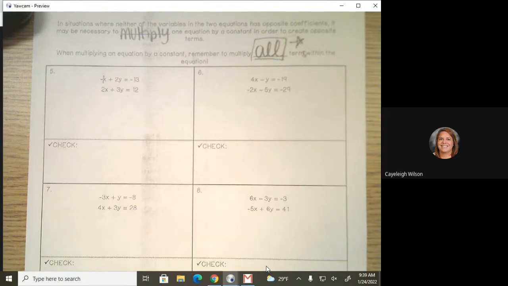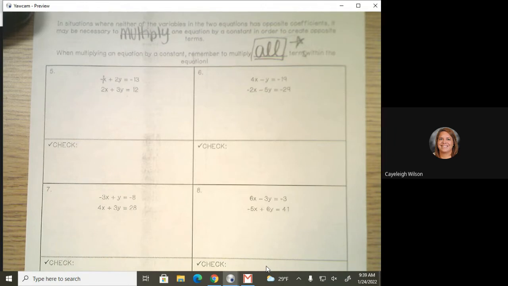So let's say that Cameron's looking at his and he's like, oh, I want to eliminate the y's. You go, Cameron Cunningham, you go. Okay? Sherman's back there and he's like, no, I want to eliminate the x's. You go, Sherman, you go. It doesn't matter. Okay? It does not matter which one you choose to do.